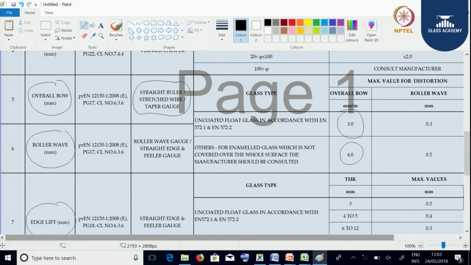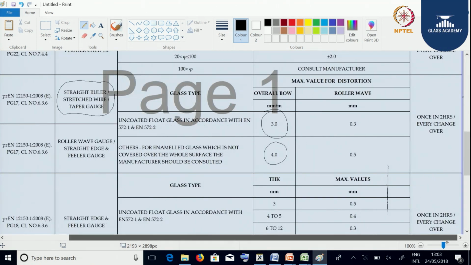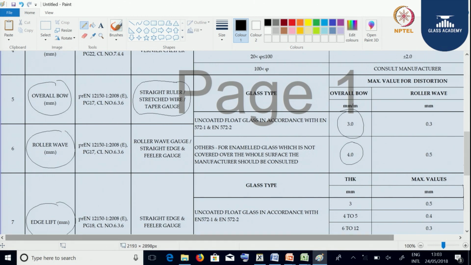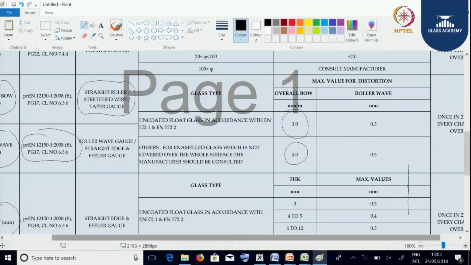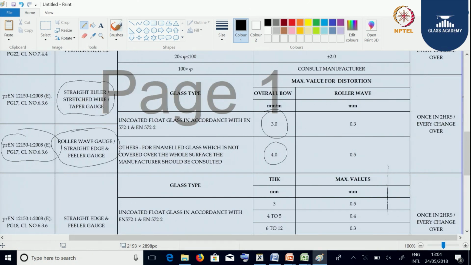Now let us take the frequency of testing. The frequency of testing will be every 2 hours or whenever there is a changeover. Now let us take the next parameter, that is the roller wave. The standard we follow is EN12150. The tool we use to measure the roller wave is a roller wave gauge, or a straight edge and a feeler gauge. Here also, if it is a clear float glass, the roller wave allowed is 0.3 mm, and for the enamel glass, the roller wave allowed is 0.5 mm.